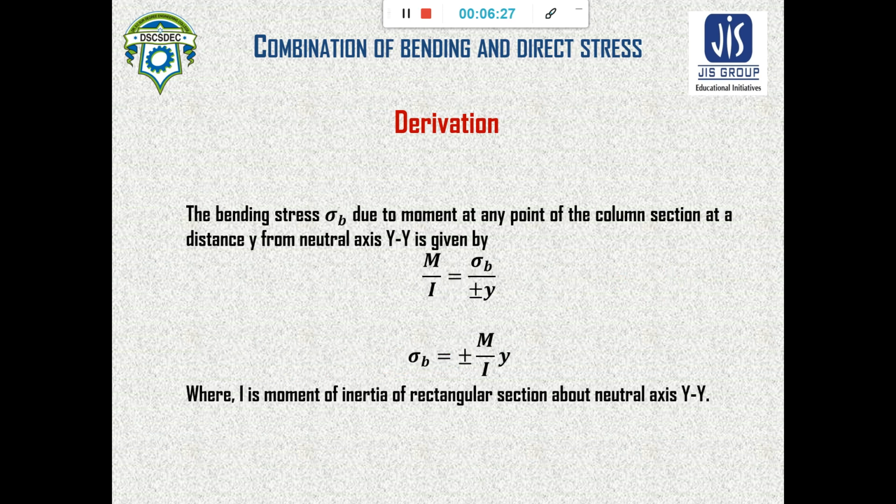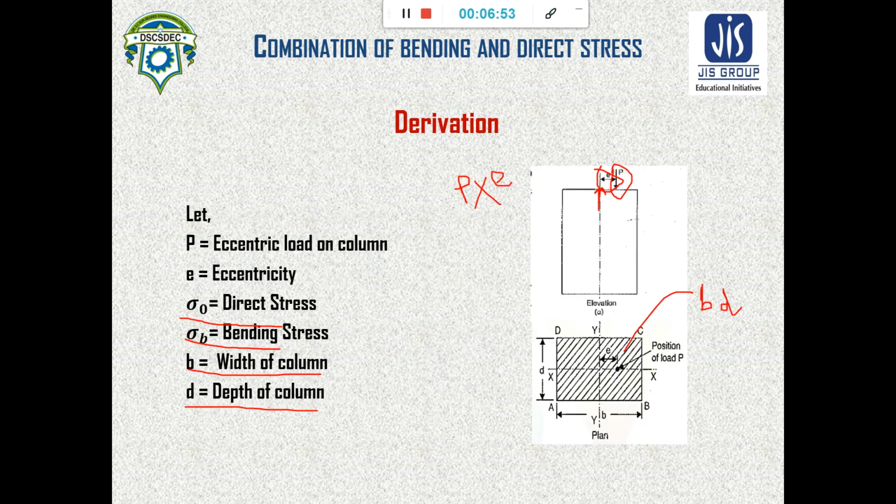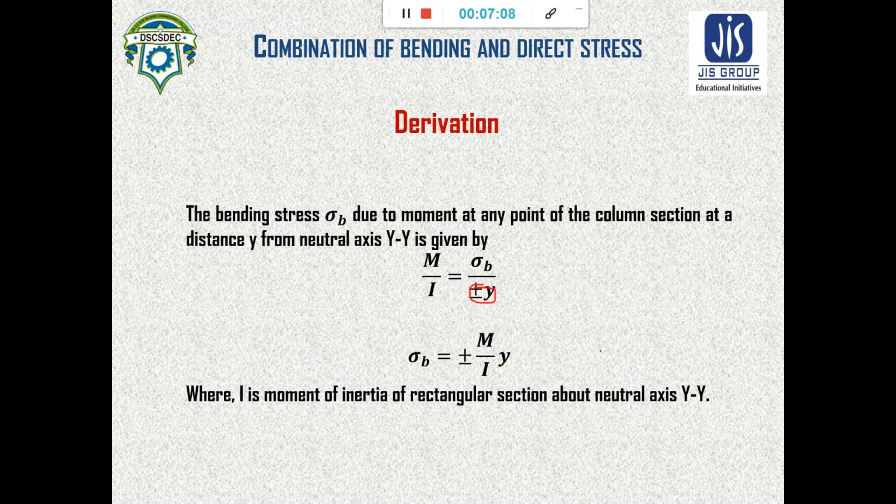Now we will see the bending stress. In the last chapter we discussed the bending equation. From the bending equation, M by I is equal to sigma B by Y, where Y is the distance from the neutral axis. If this is our neutral axis, then Y will be this distance.